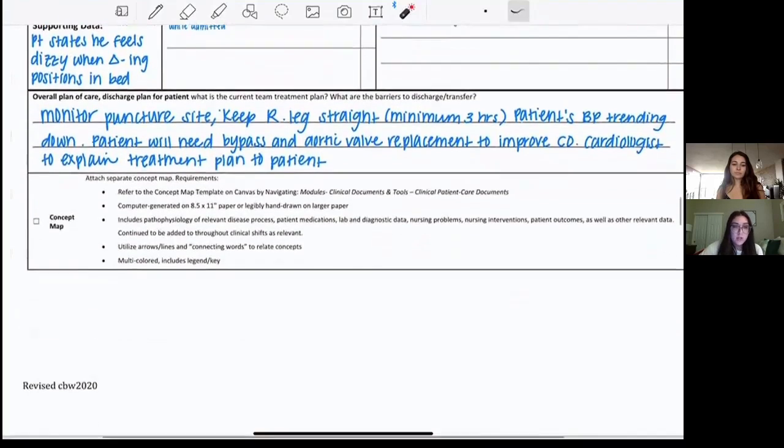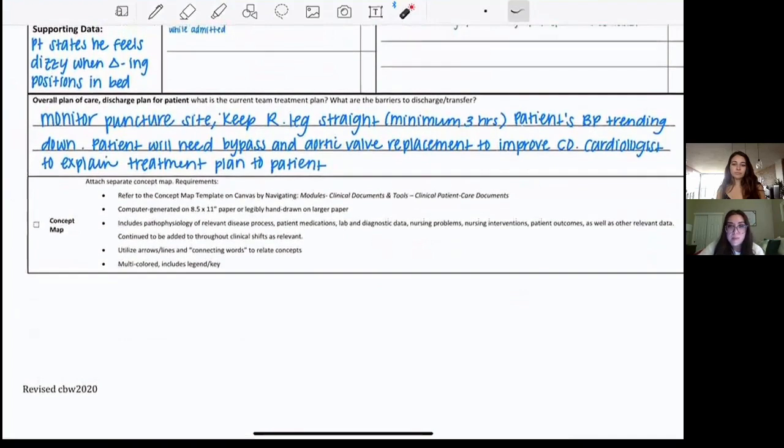And then this little section at the bottom just has to do with your concept map. So these are the different things that are required for your concept maps.